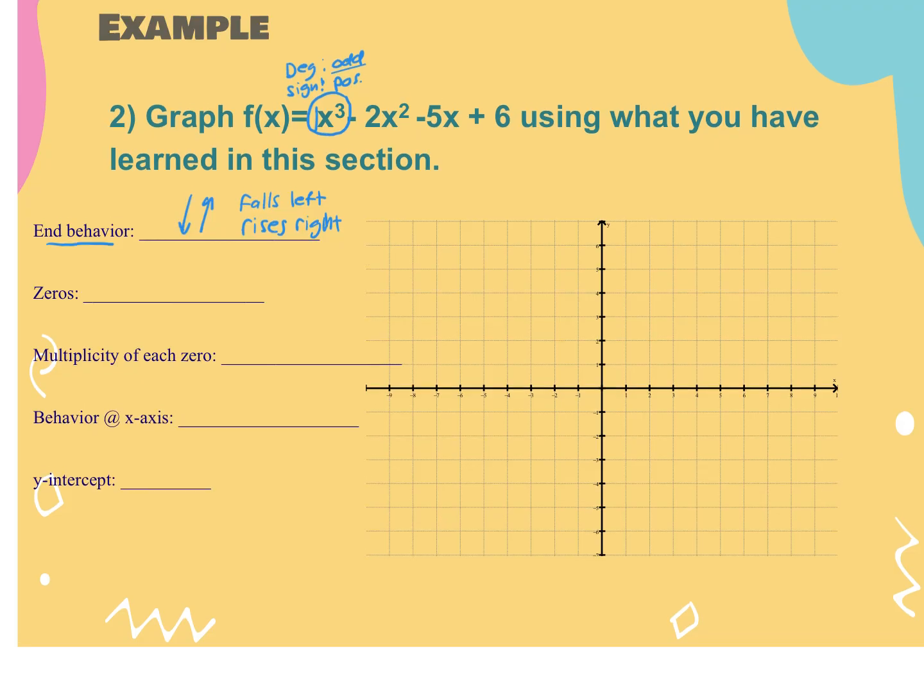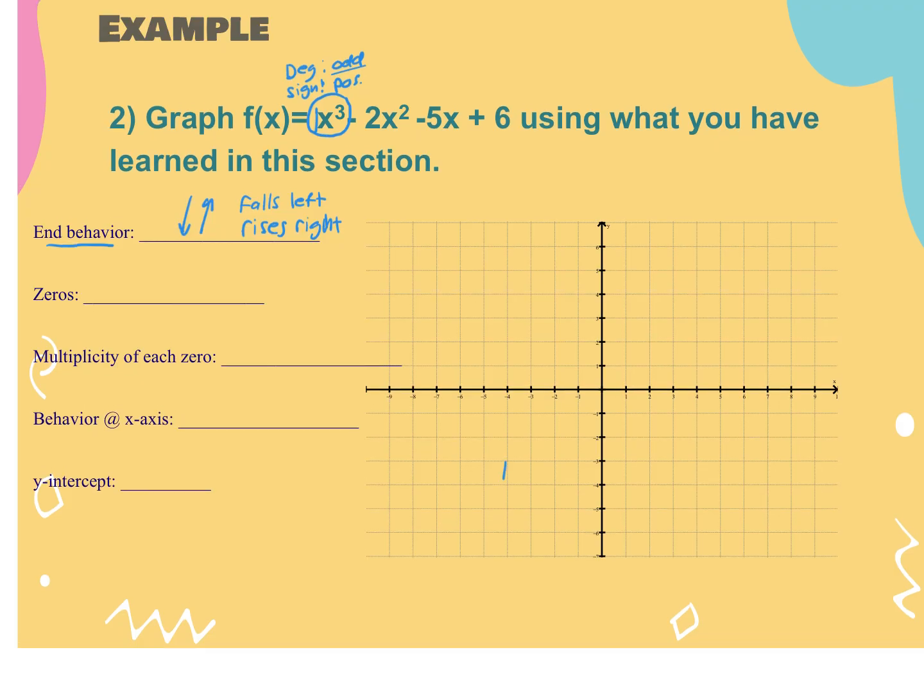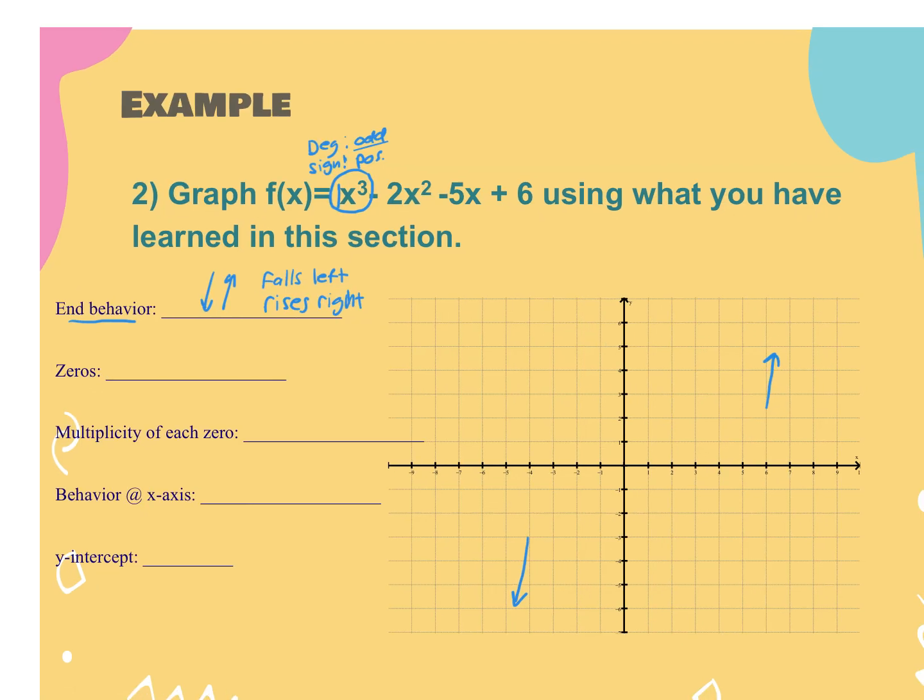And that just means on this graph, somewhere over here, we're gonna go down forever and ever, and then somewhere up here, we're gonna go up forever and ever, all right? I'll figure out what happens in between as we go along, but I just know for sure that that's what's gonna happen at the ends, all right? Now let's find the zeros, all right?